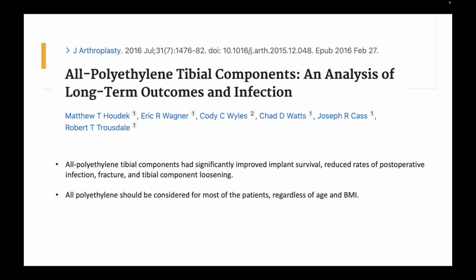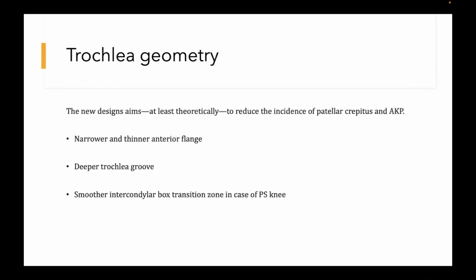So the outcome of the all poly tibia component is good. It has significantly improved implant survival, reduced rates of post-op infection, fracture, and tibial component loosening. And this author recommended it should be considered for most of the patients regardless of age and BMI. But the problem with all poly tibia is that if we have to change the poly, then it will be difficult. Like if we are taking the patient for a washout, something like that, or if there is poly wear, it will be difficult.